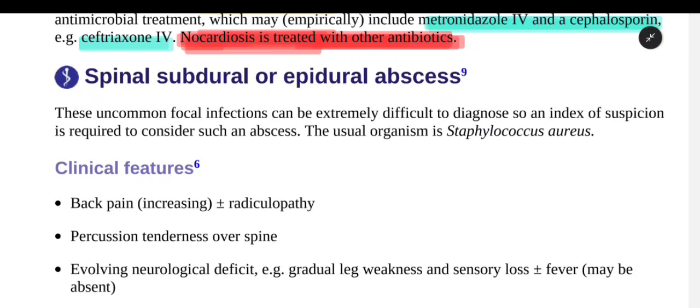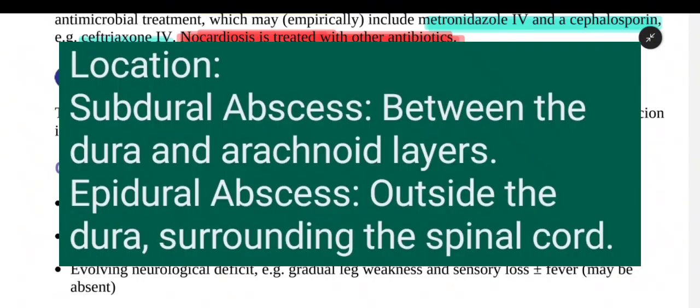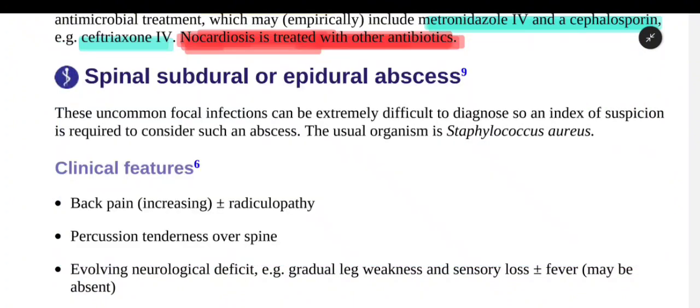Spinal subdural abscess is the accumulation of pus in the subdural space of the spinal cord, while epidural abscess refers to the accumulation of pus in the epidural space of the spinal cord. These are serious conditions that lead to compression of the spinal cord and nerve roots, causing neurological symptoms. The usual organism is Staphylococcus aureus.